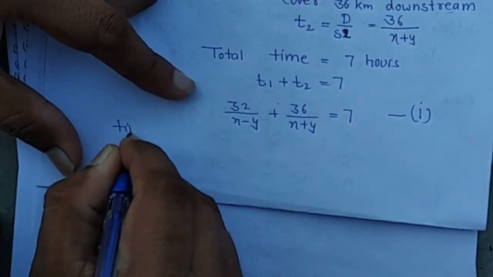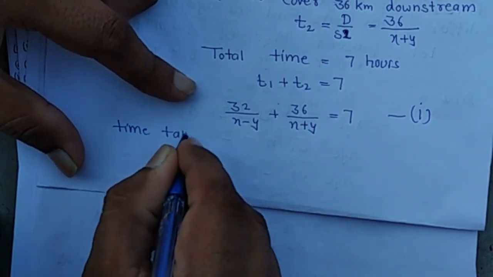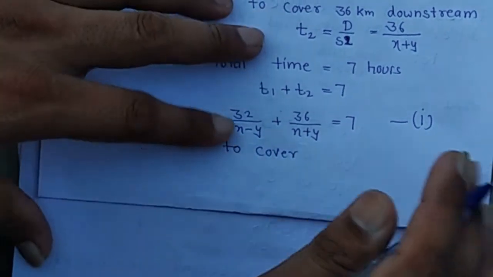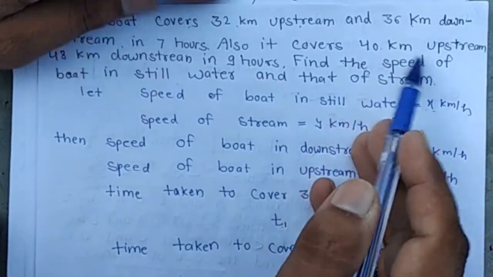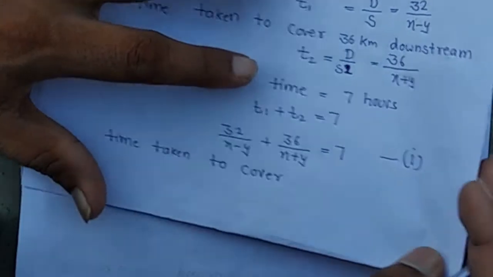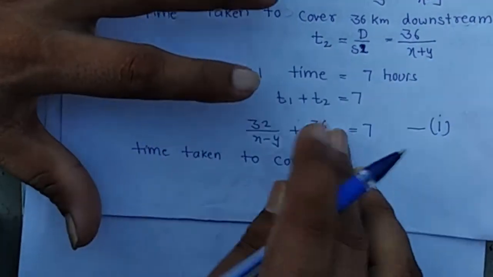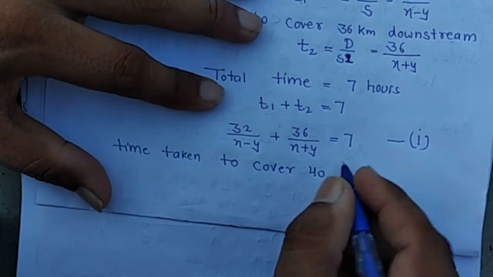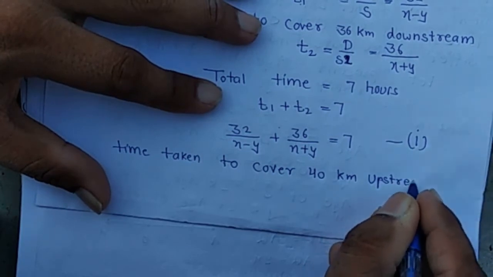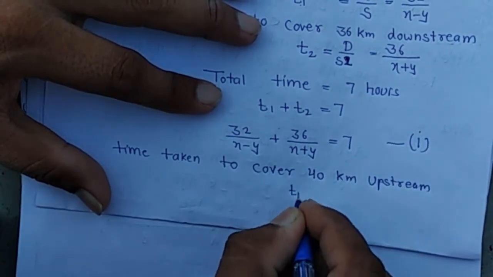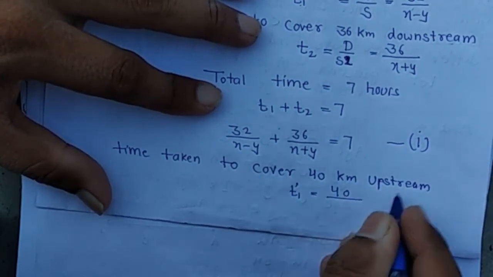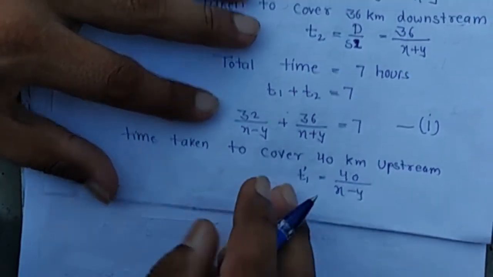Now the time taken to cover 40 kilometer upstream and 48 kilometer downstream is 9 hours. For 40 kilometer upstream, let it be T1 dash. Then T1 dash equals distance 40 kilometer upon speed in upstream, x minus y.